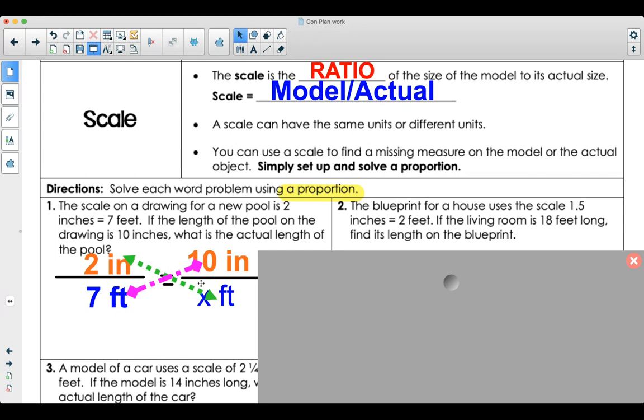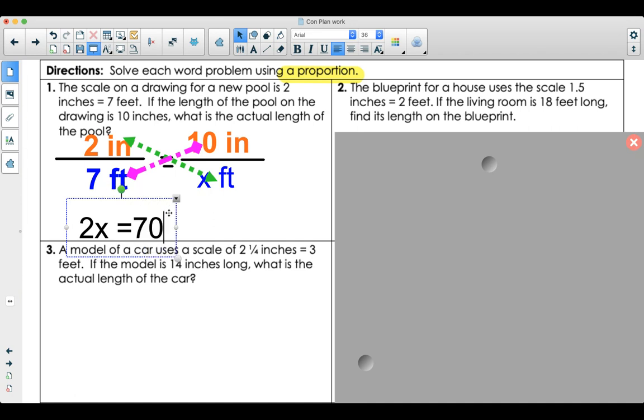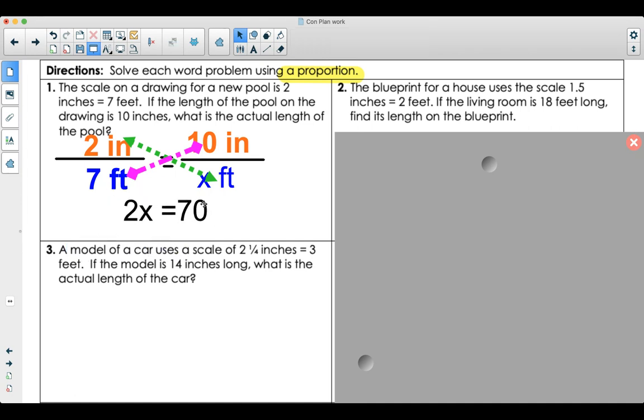This X is what I'm actually looking for, right? How do you solve this proportion, which most of you have been doing a good job of sending in your work? You cross multiply, right? 2 times X is 2X, and then 10 times 7 is 70. How do you solve for X? You divide by 2, right?